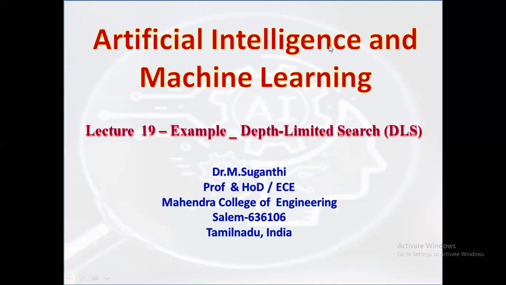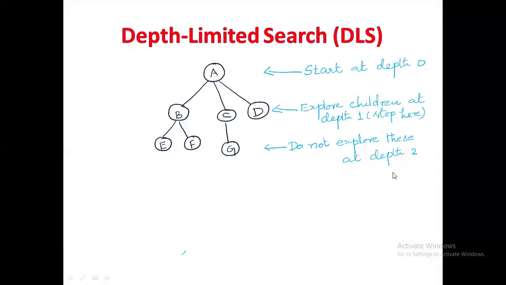In this lecture, we'll see the example problem for the depth limited search algorithm. Depth limited search, we are shortly calling it the DLS algorithm. It is a search algorithm where the search process is constrained by a specified maximum depth. We have to specify the maximum depth in this. So this is the example problem.